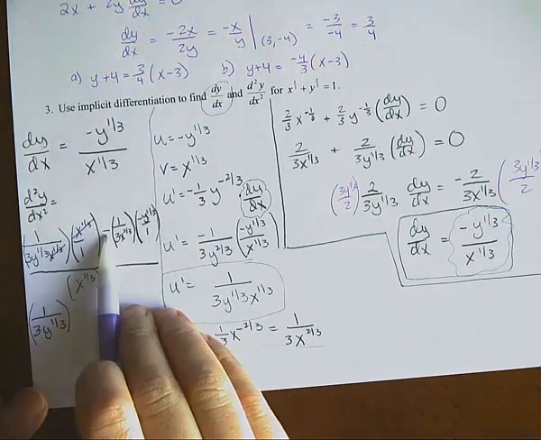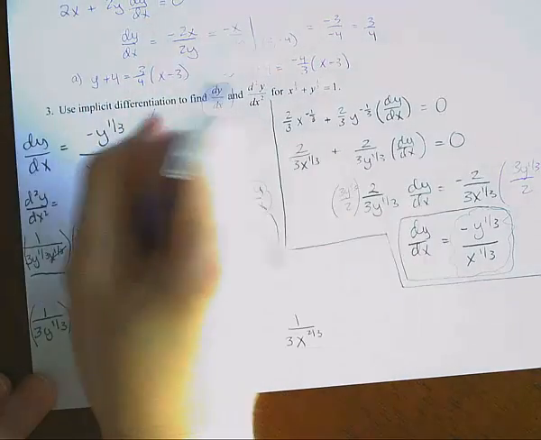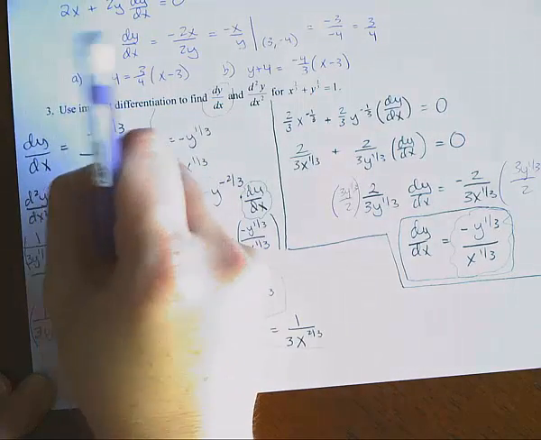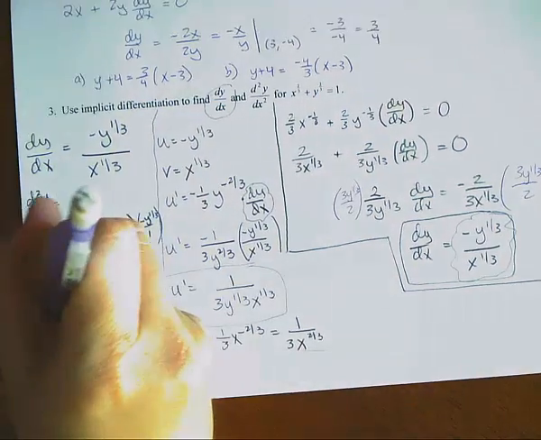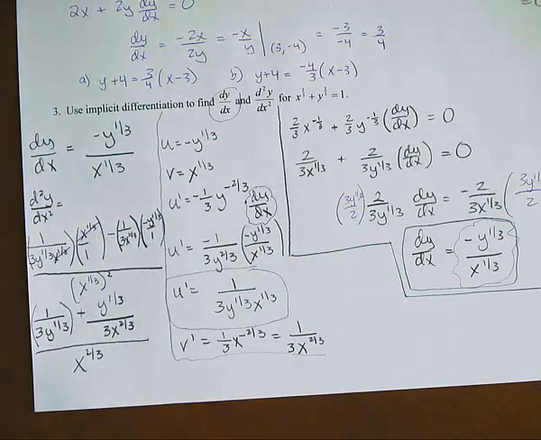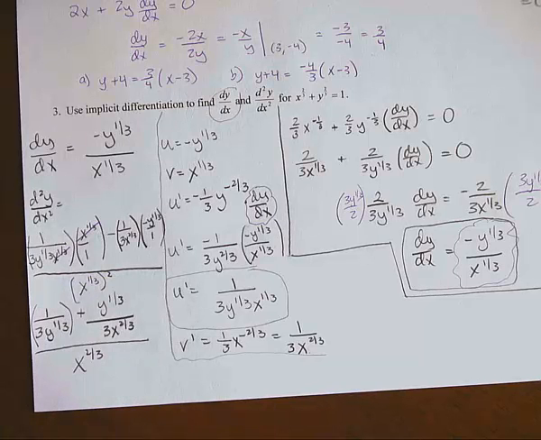And then I also notice that this subtraction cancels with that negative, so I have plus y to the 1/3 over 3x to the 2/3. All of that is being divided by x to the 2/3, because whenever you have a power to a power, you multiply powers. Now, I just want to simplify that a little bit.